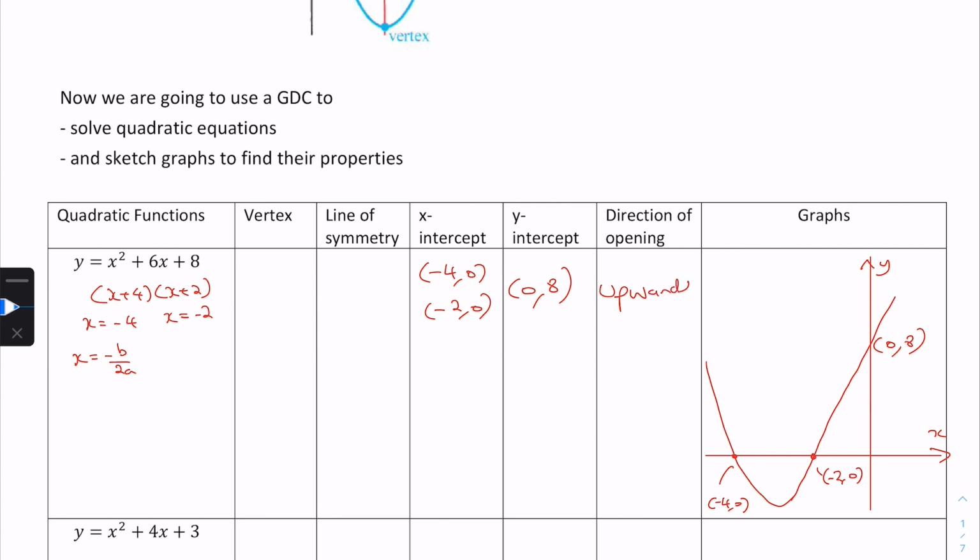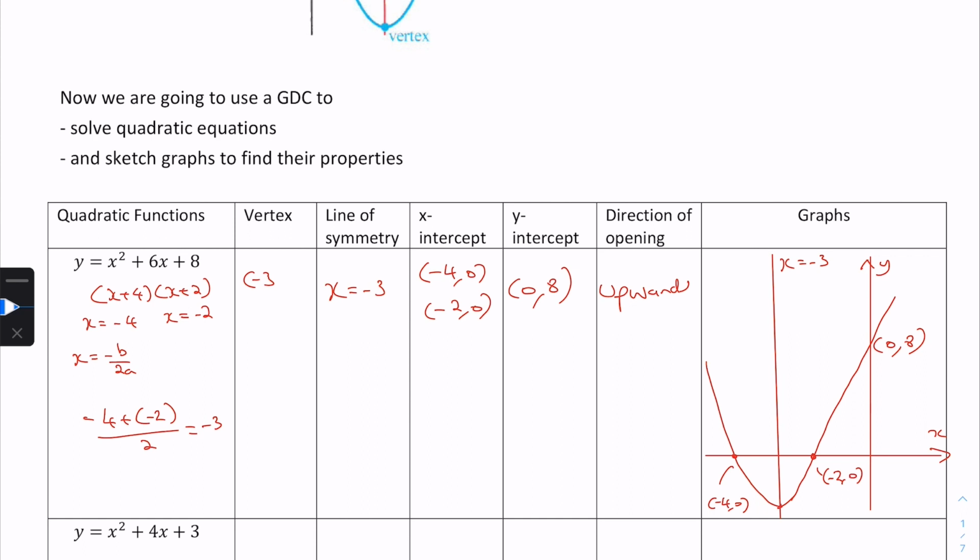Now the line of symmetry needs to be between these two numbers. As I said, you could be using the formula here or adding these two numbers up, minus 4 plus minus 2. Since I've got that information, I can do that, and that will give me minus 6 over 2, which is minus 3. So my line of symmetry is x equals minus 3. Having got the line of symmetry, remember that is actually my vertex, which is the turning point here. So I need to label that as well. x equals minus 3.